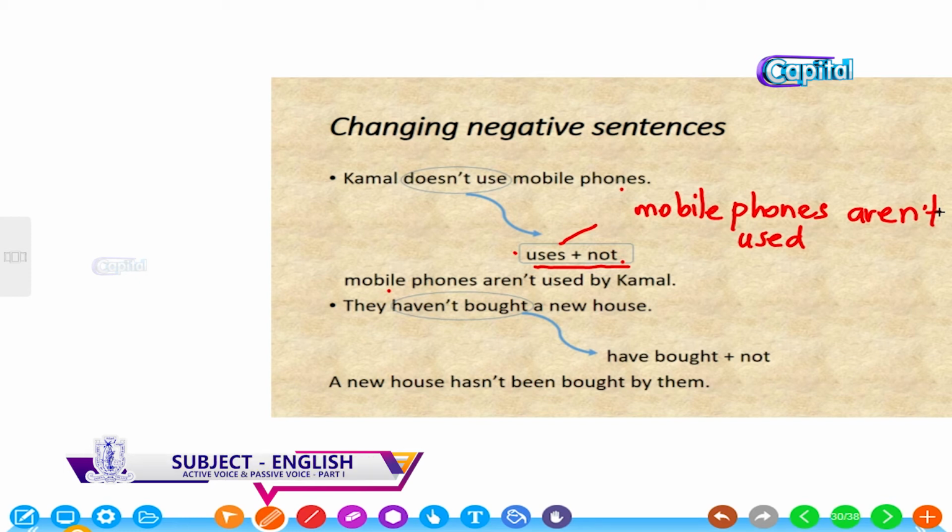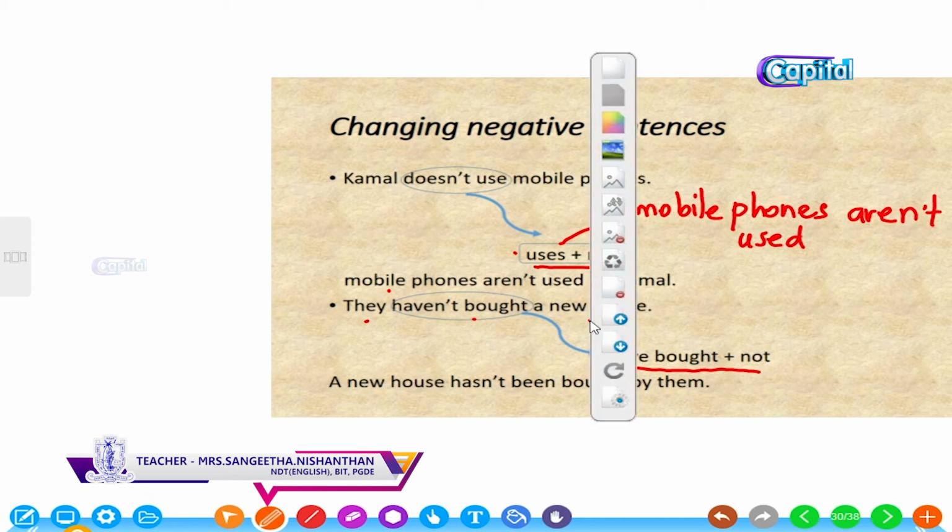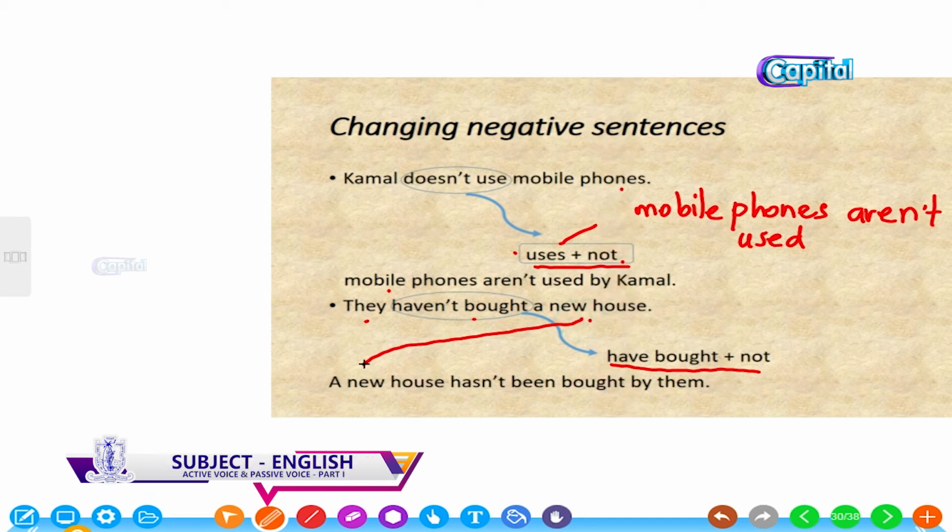They haven't bought a new house. Really, it is this have bought plus not. So, the subject is they. What have they done? Haven't bought a new house. What haven't they bought? A new house. So, this is the object. So, the object is brought here, a new house.